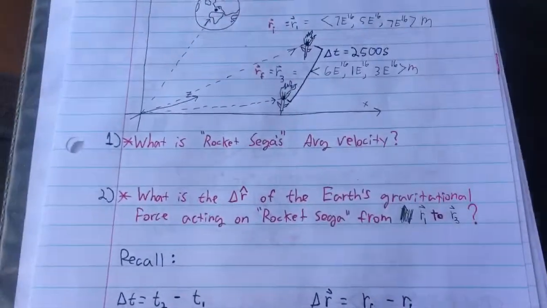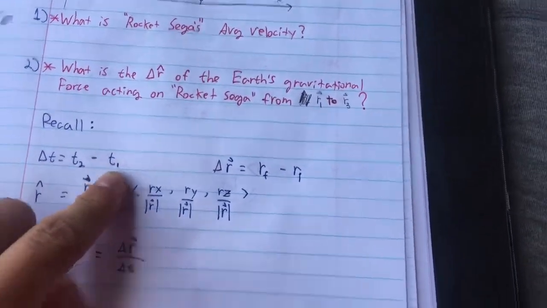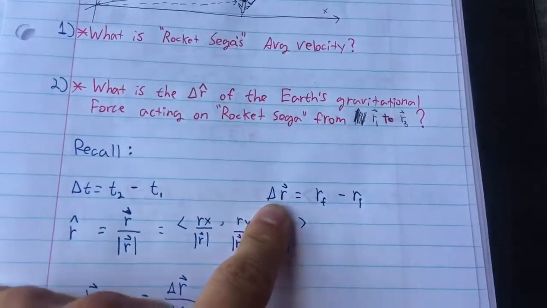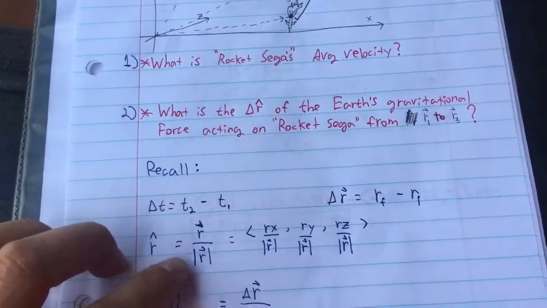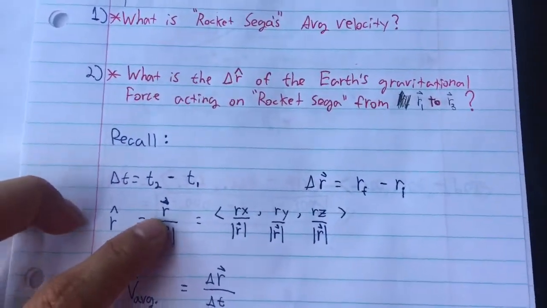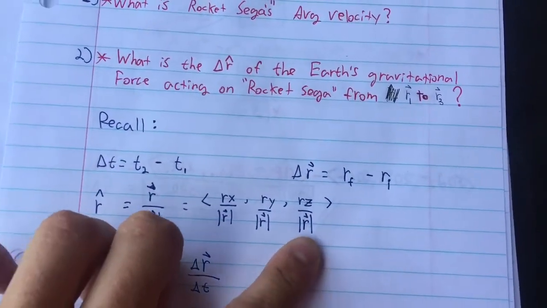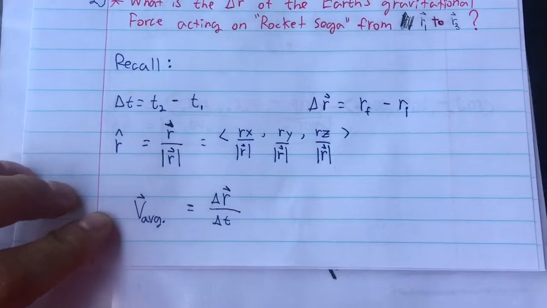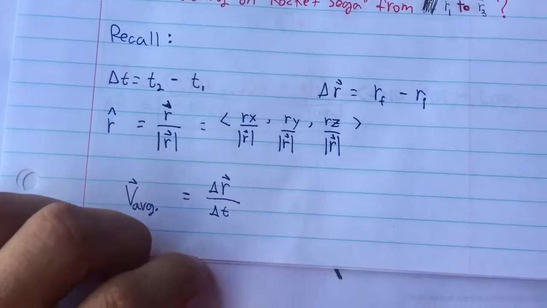So it's important for us to recall that the change in time is the final time minus the initial time. Our change in position is our final position minus our initial position. To find our unit vector, we need to divide the vector by the magnitude for each component. And our average velocity is going to be our change in position vector divided by our change in time.